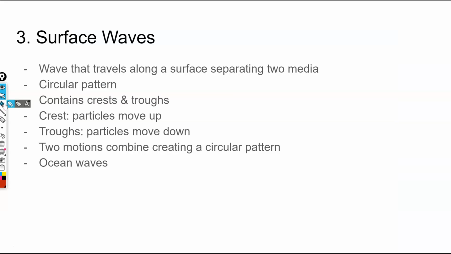The last type of mechanical wave is called a surface wave. These are waves that travel along a surface separating two media. And this usually occurs in a circular pattern. So you usually see it occurring in a circular type of way.